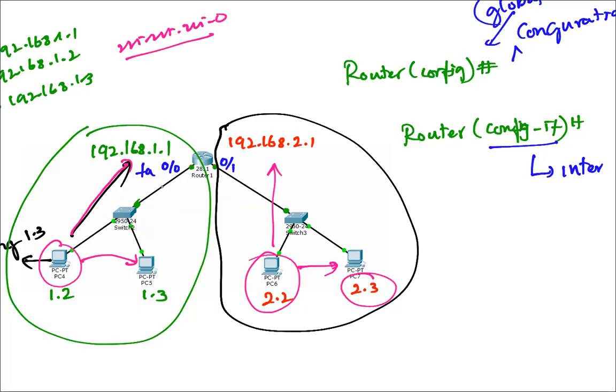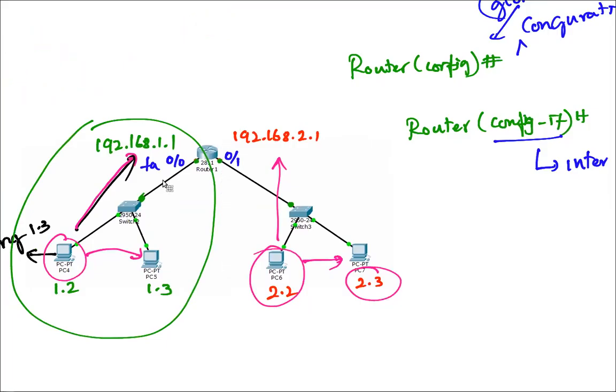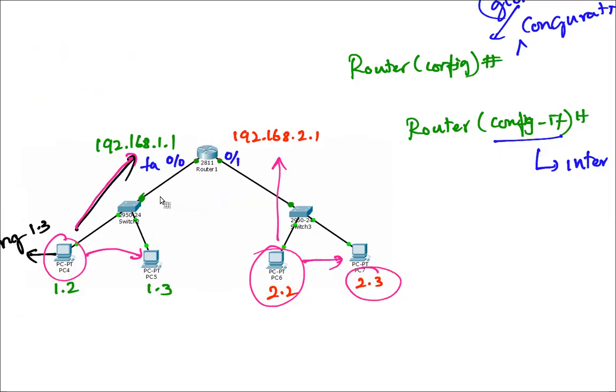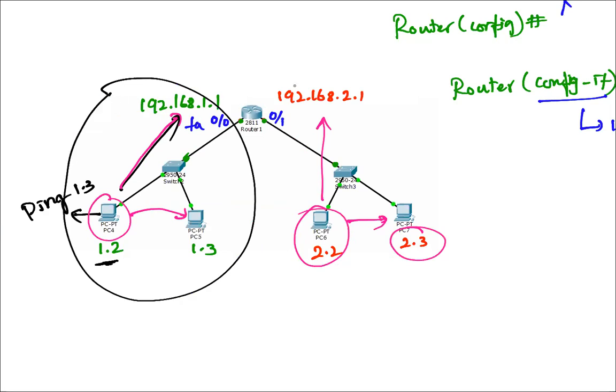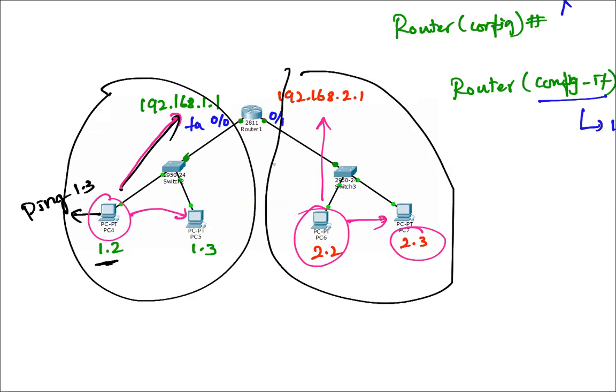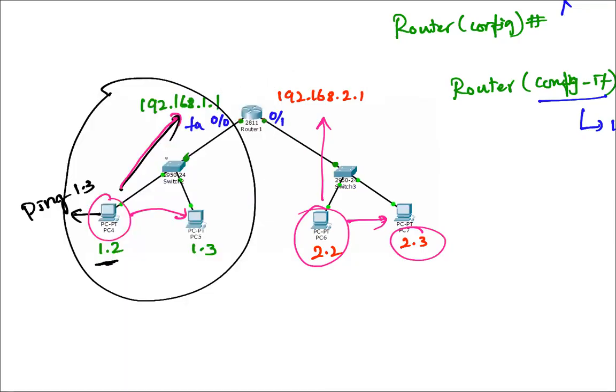Okay. So now, what type of thing is working? The same network is working, right? What is not working? A different network is not working, right? So 1.2 and 2.2 are in different networks, whereas these guys are in the same network, they can ping each other. These guys can ping each other. But what is not working? Across the network, it is not working. So what do we need to do?